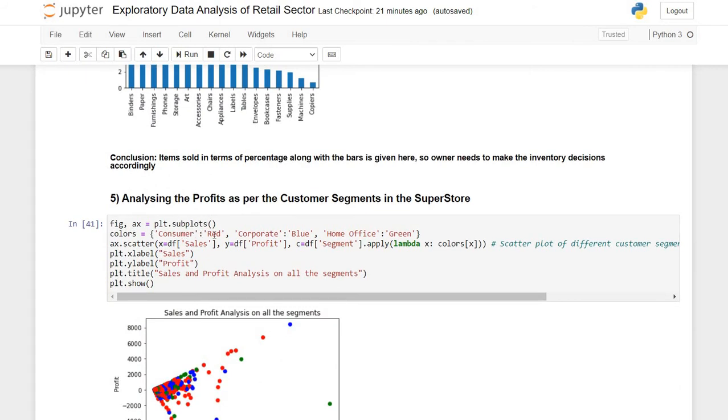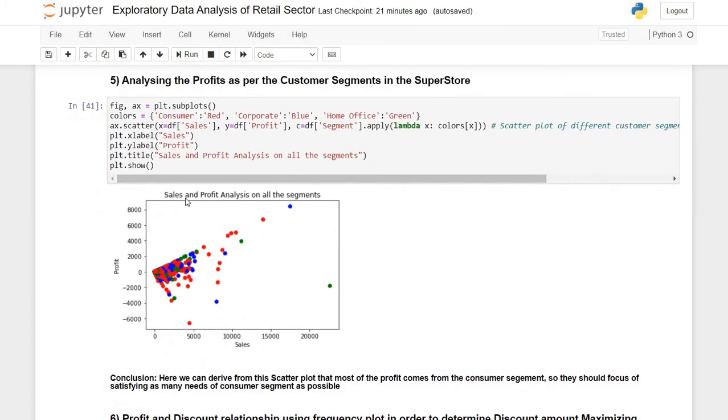By segment, the consumer segment will be red dots, the corporate segment will be blue dots, and the home office segment will be green dots. We'll be plotting and we'll get sales and profit analysis on all the segments.